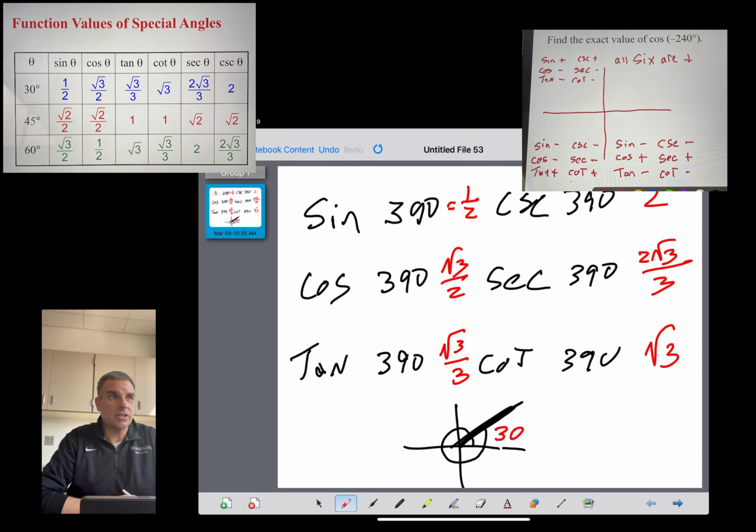Okay. So those are the things that you're going to be expected to be able to do today. Find that reference angle, find that exact value using your table and the chart for positivity for our different trig ratios. That completes section 5.2, and we're looking at a quiz here probably on Thursday or Friday of this week.